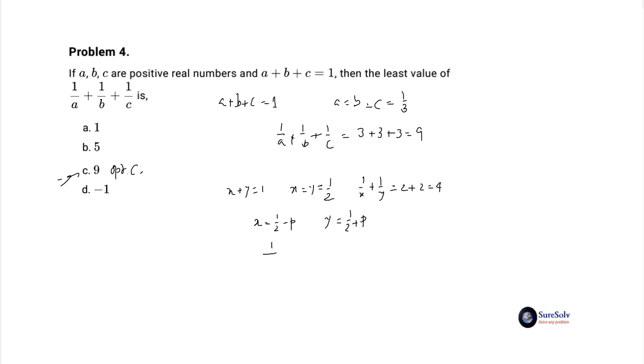So the sum of reciprocals will be 1 by 1 by 2 minus p plus 1 by 1 by 2 plus p equal to 1 by 1 by 2 whole square minus p square. p being any positive real number, p square is positive, and new denominator 1 by 2 whole square minus p square is less than 1 by 2 whole square. Or the new sum of reciprocals 1 by 1 by 2 whole square minus p square is greater than 1 by 1 by 2 whole square, which is 1 by 1 by 4 equal to 4.